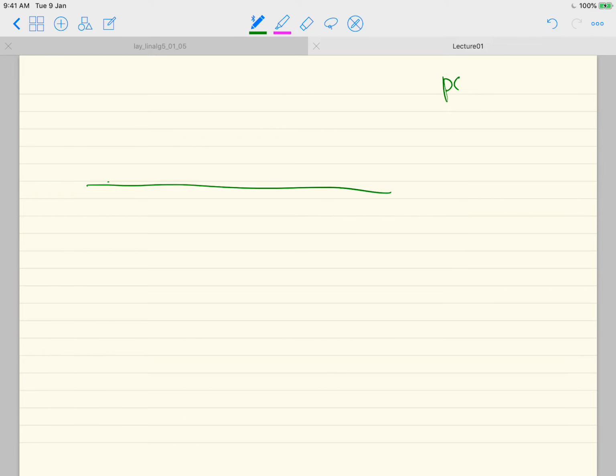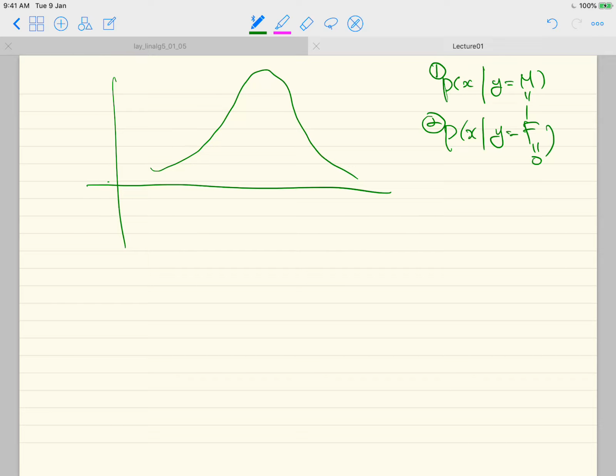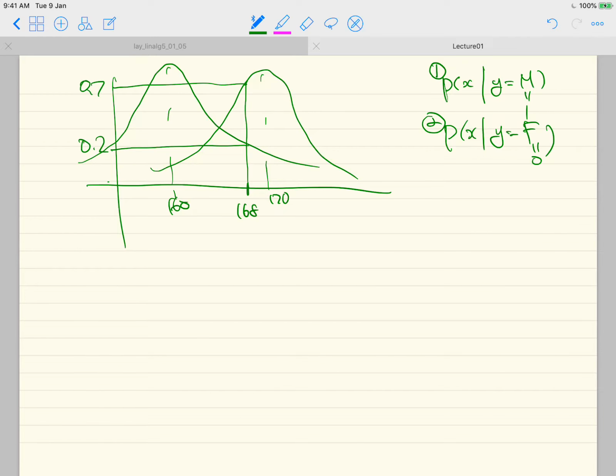Okay, so we considered the P of x, which is height, when y is given as a male or 1, or P of x when y is given as female or 0, right? And then in that case, the first distribution is something like this, and the second distribution is something like this, right? And then from here, it was 168, 170, 160, and this guy was 0.7. I'm just redrawing the previous example, and this is 0.2, right?